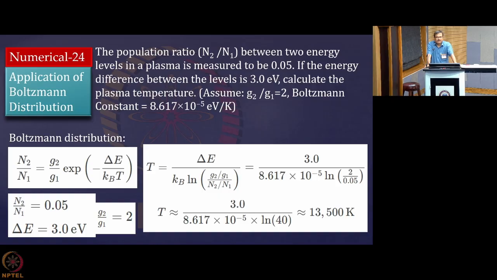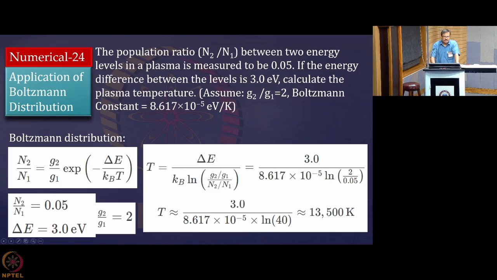So we should apply the Boltzmann distribution. N2/N1 = (G2/G1) exp(−ΔE/kT), where ΔE is the energy gap between the levels. Here the ratio G2/G1 is given to be 2, so we take that ratio. N2/N1 is given as 0.05, and ΔE is given. So these are the parameters that have been given. So how do we find the temperature?